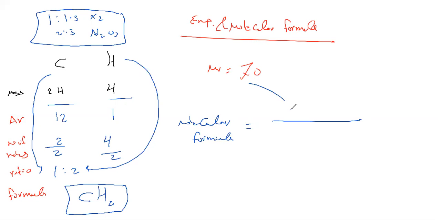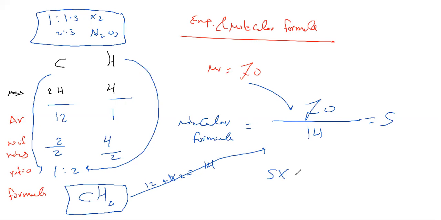molecular mass over empirical mass. The empirical mass is 12 plus 1 times 2, which is equal to 14. So 70 over 14 is equal to 5. 5 multiplied by CH2 is equal to C5H10. So this is the molecular formula. And if you simplify the molecular formula, it changes into the empirical formula.